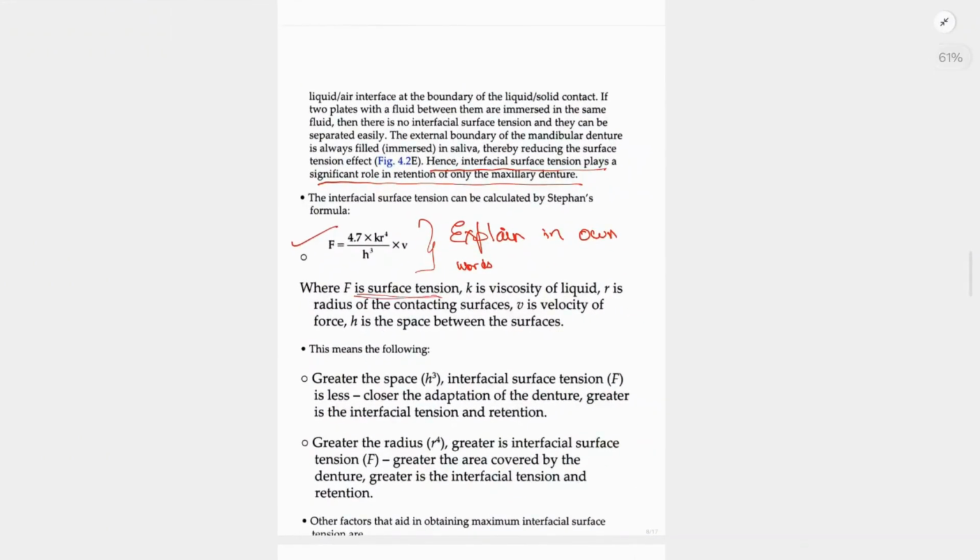And just mention what is F. F is nothing but the surface tension. K is the viscosity of the liquid. R is the radius of the contacting surfaces. V is the velocity of force. H is the space between the surfaces.